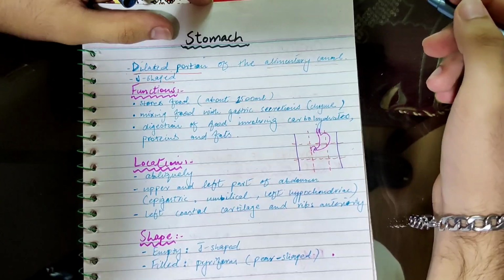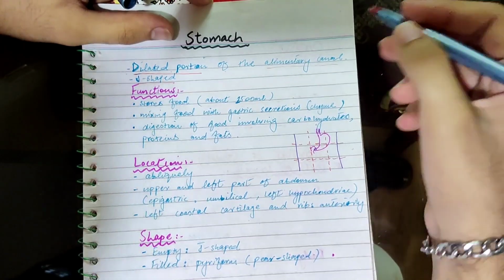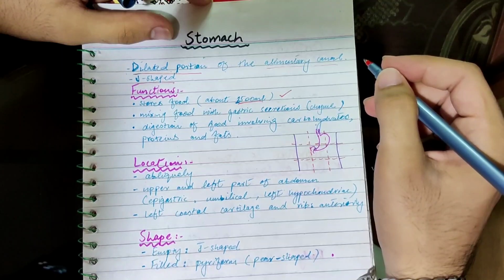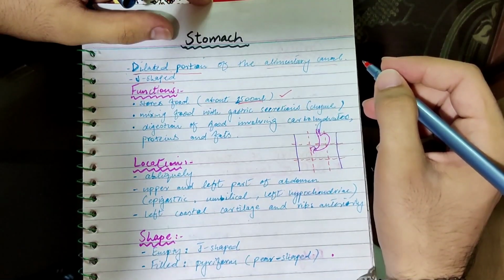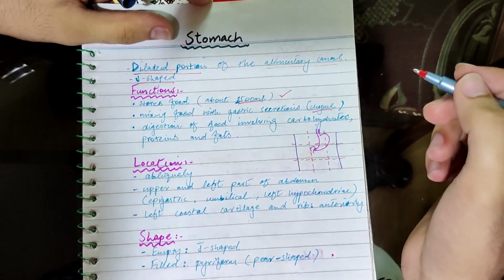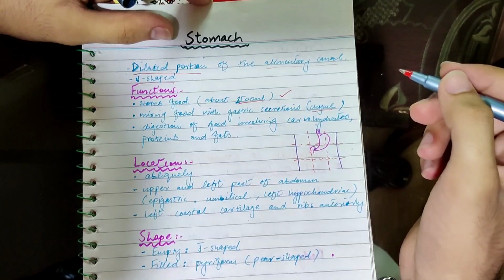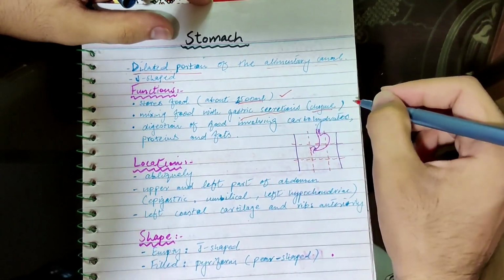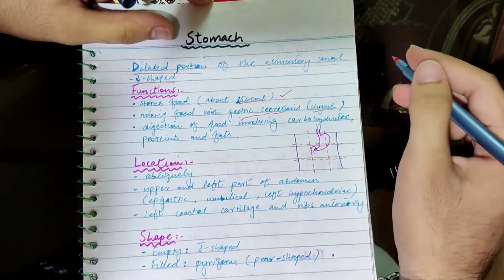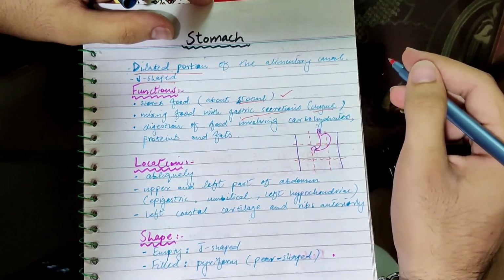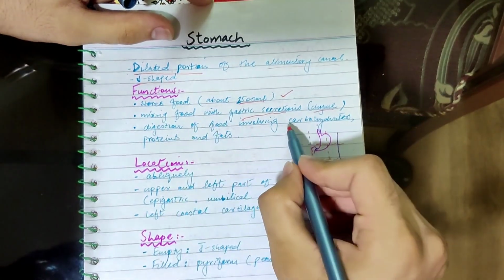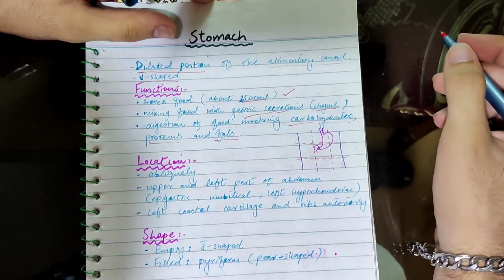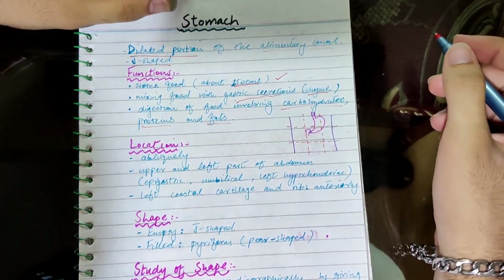The main functions of our stomach involve the storage of food, which is about 1500 ml. The second function is mixing food with the gastric secretions. The food enters the esophagus as bolus, and then when it reaches the stomach and mixes with the gastric secretions, it forms the chyme. The third function of our stomach is the digestion of food, which involves carbohydrate, protein and fat digestion.